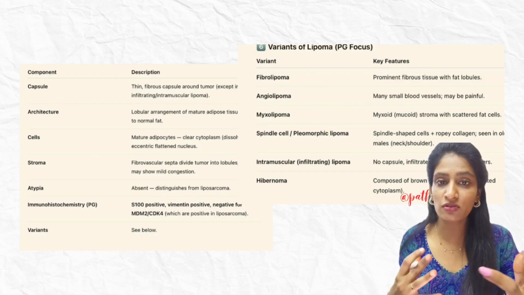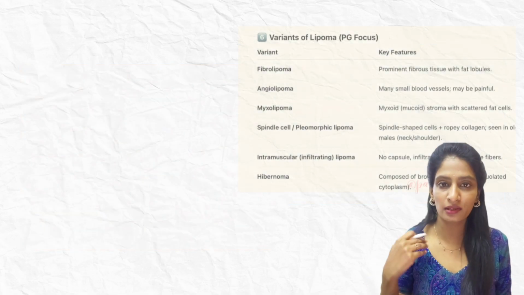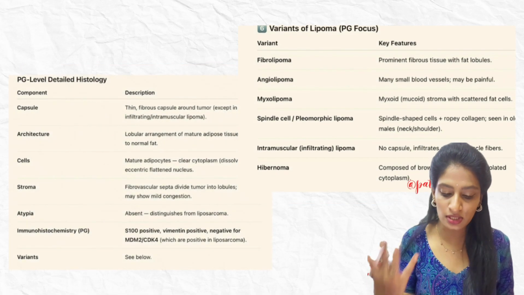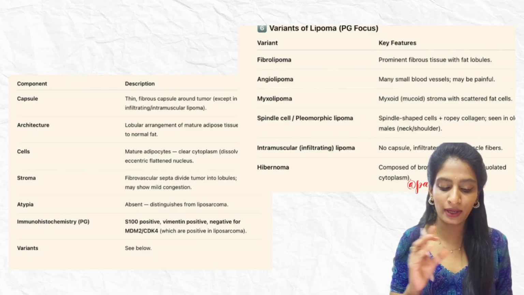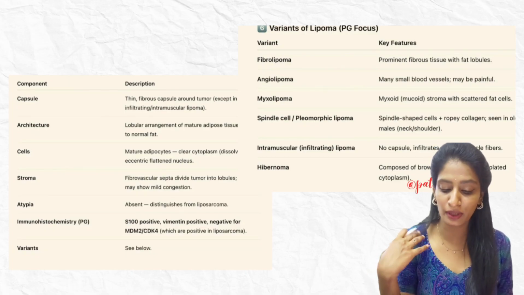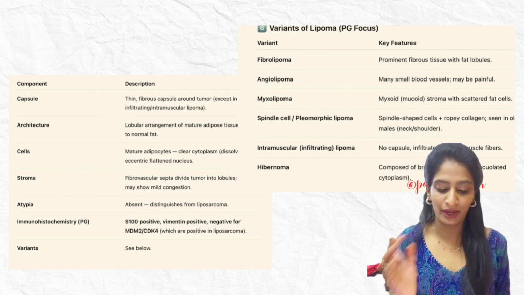Fibrolipoma, where the prominent feature will be fibrous tissue along with the fat globules. Angiolipoma, where the term angio refers to vessels, so small blood vessel proliferation will be more. And myxolipoma, where, as the term myxo suggests, you will see the myxoid, that is mucoid stroma, predominant along with fat cells.